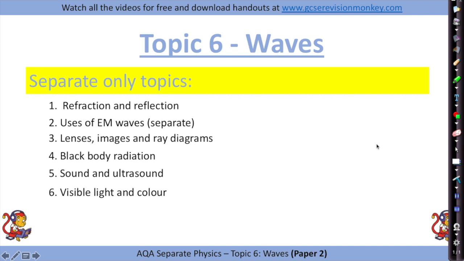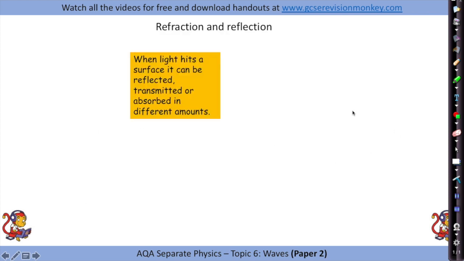Okay, so on to the waves topic. So refraction and reflection, uses of electromagnetic waves, lenses, images, ray diagrams, black body radiation, sound, ultrasound, visible light, and how we see colour. So when light hits a surface, it can be reflected, transmitted, or absorbed in different amounts.